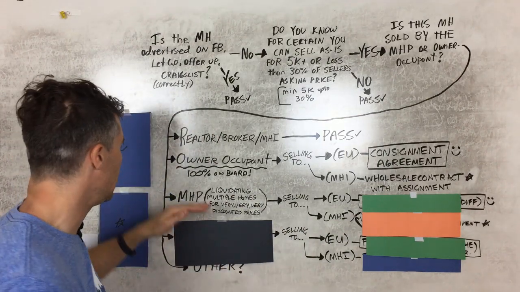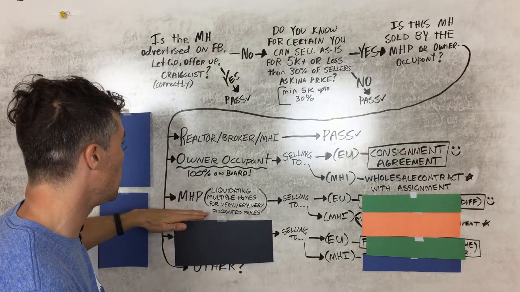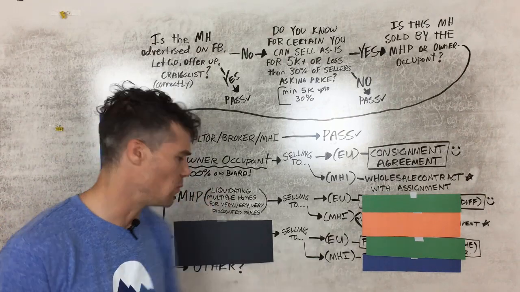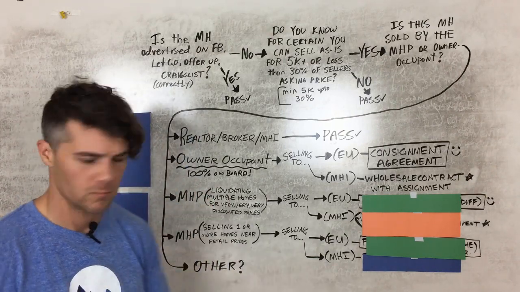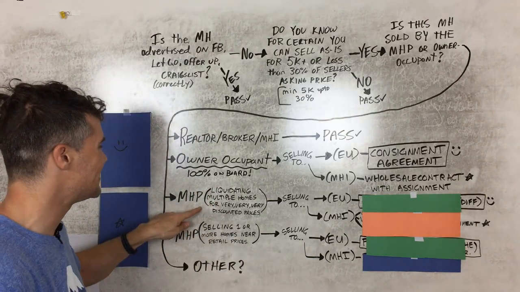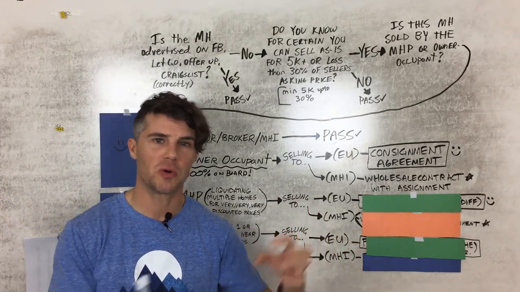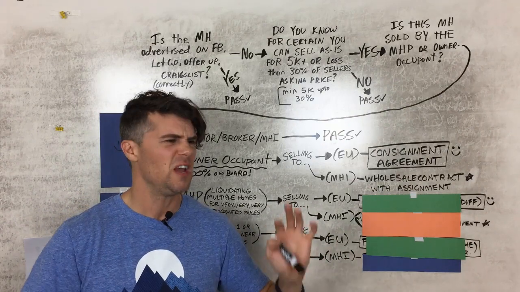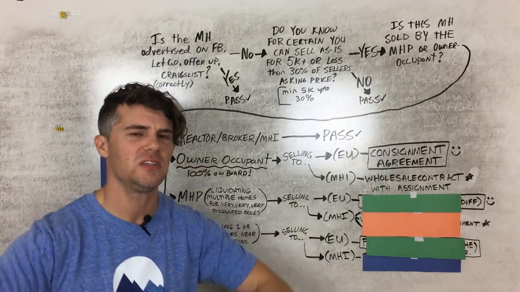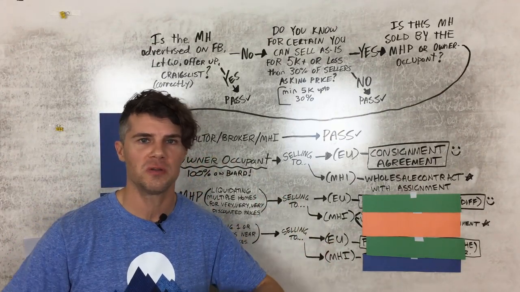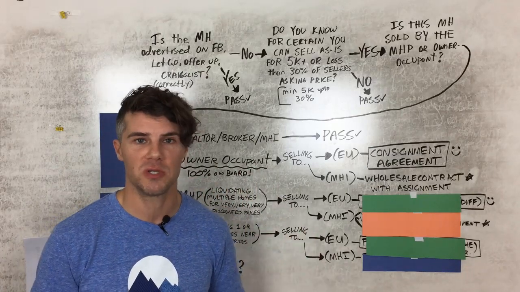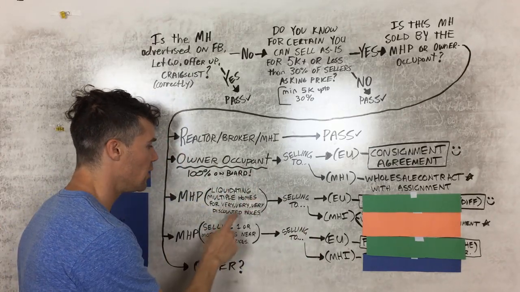If you are getting this under contract from a mobile home park, there are two situations. Either the mobile home park is liquidating multiple homes. There's a mobile home park that was just purchased by some individual who says, these are all 1980s homes, I don't want them in there. They're old. I just want to get all brand new homes in there. So they're liquidating all of their homes.